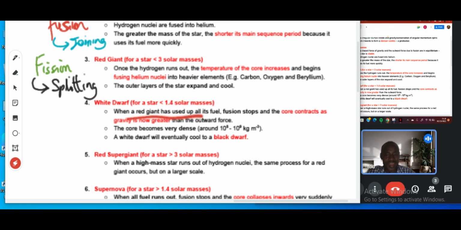So when a red giant has used up all its fuel, fusion stops and the core contracts as gravity is now greater than the outward force. The core becomes very dense. Now a white dwarf will eventually cool to form a black dwarf.